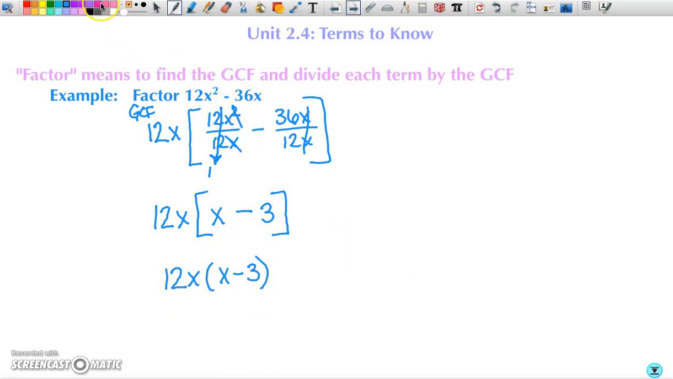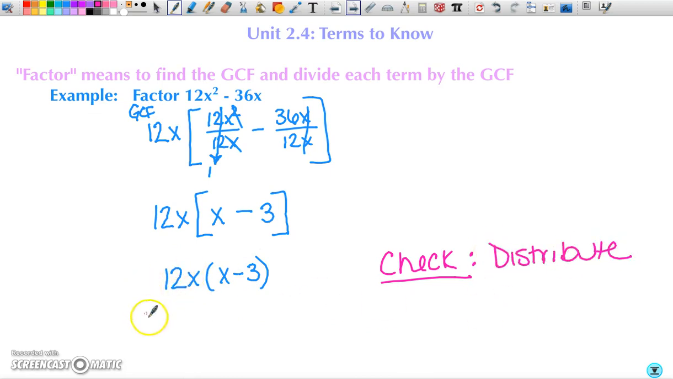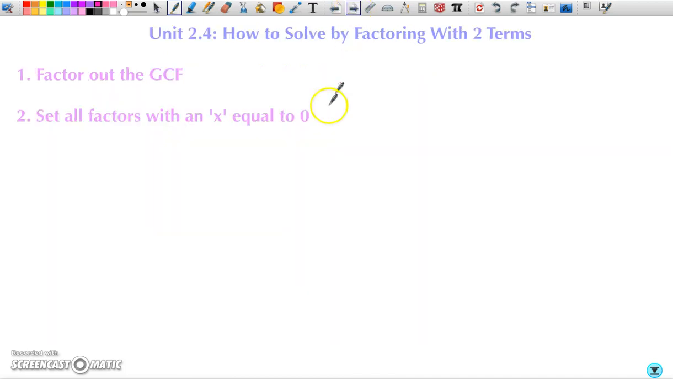A way to check your answer and make sure that you have this right would be to distribute that 12x back through. Do you get 12x squared minus 36x? If we distribute it through, we do in fact get 12x squared minus 36x.